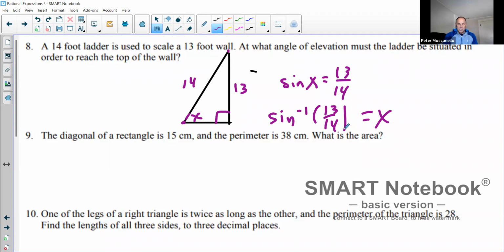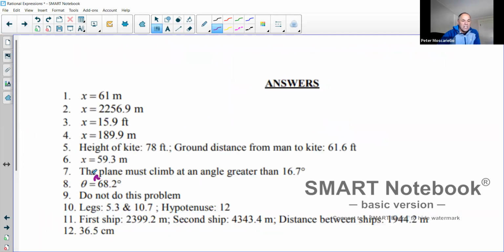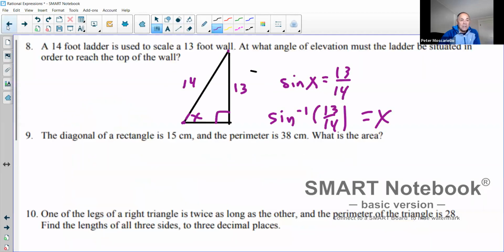Let's just for fun see what we get, because I like doing this. 13 divided by 14, and then I do inverse sine. 68 degrees, 68.2. Yes, look at that. We know what we're doing. Do we? Do we really, kids? Let's find out. How about one more?